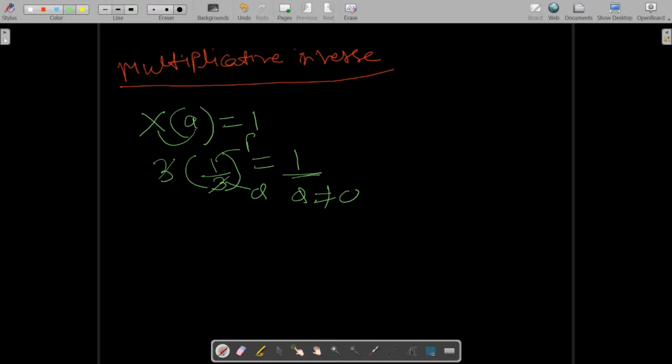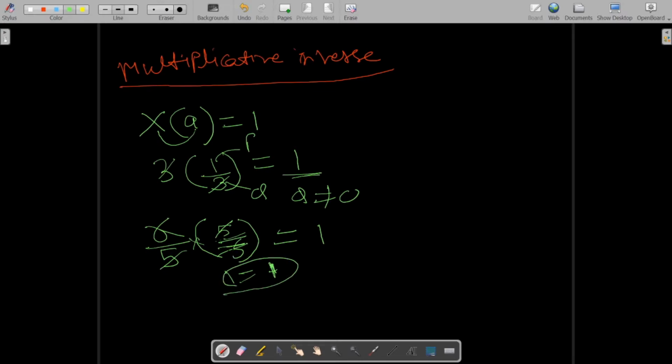Let's take one rational number in the form of p by q, 6 by 5. Do we have any real number which gives result 1 when we multiply 6 by 5 with this number? Yes, we have that number. If you multiply with 6 by 5, you will get 1. So that number is nothing but 5 by 6. So when you multiply, this and this would be cancelled, this and this would be cancelled, and it will give you 1. So 5 by 6 is the multiplicative inverse for 6 by 5.